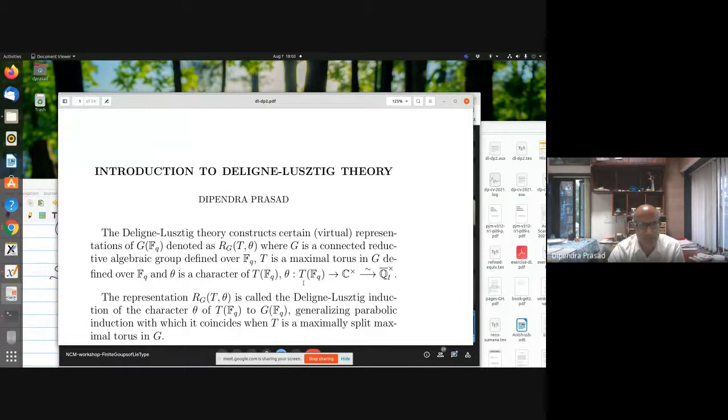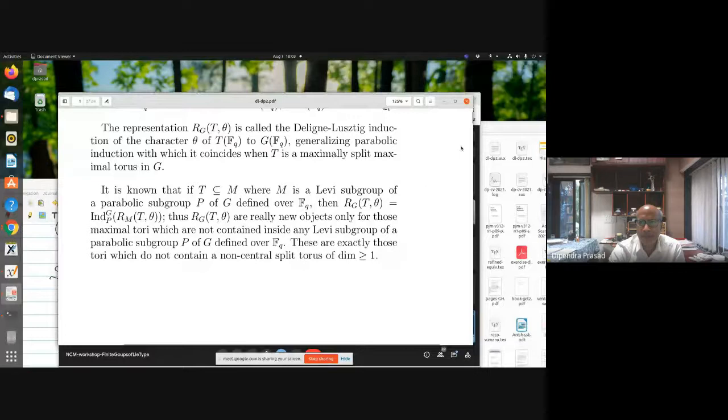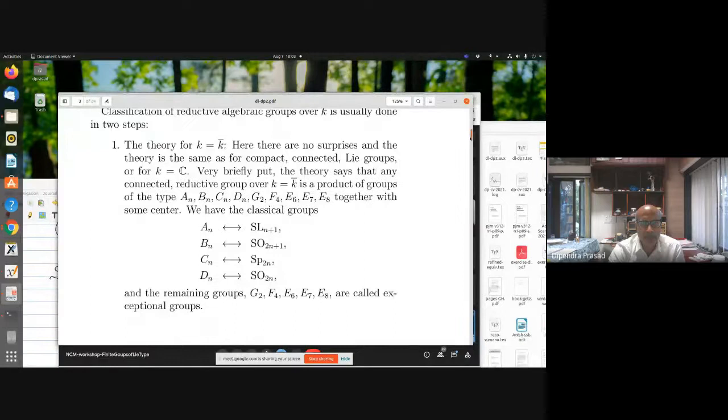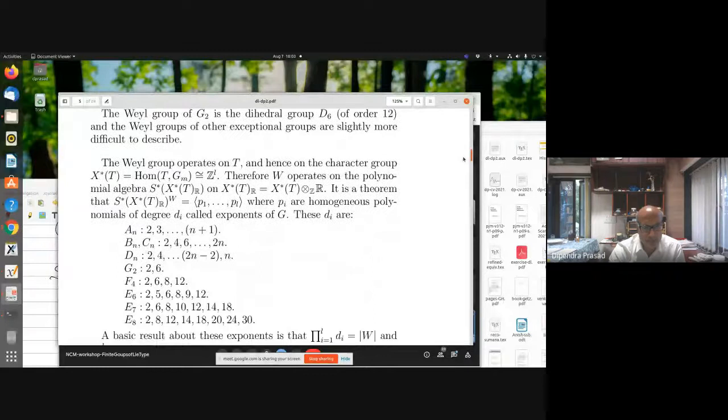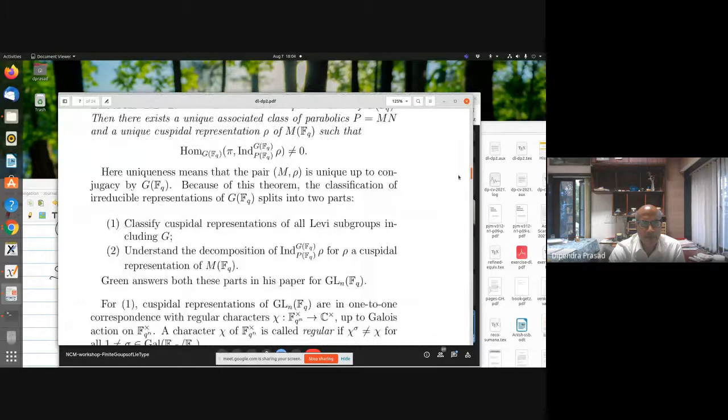If the maximal torus is the maximal split torus, then this is the usual induction arising from the Borel subgroup. And if the torus is somewhat split, then one can still go to intermediate Levi subgroups. So eventually the problem reduces to tori which are not split at all. And for GL_n, there is only one such torus, which is given by F_{q^n}^* inside GL_n(F_q).